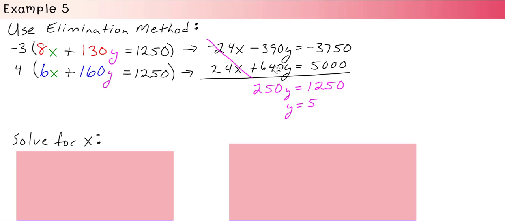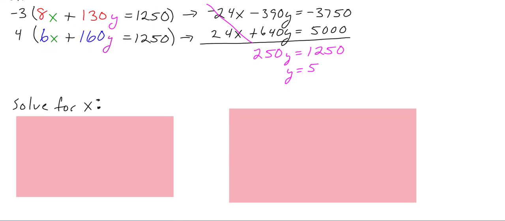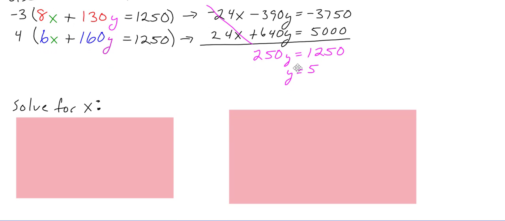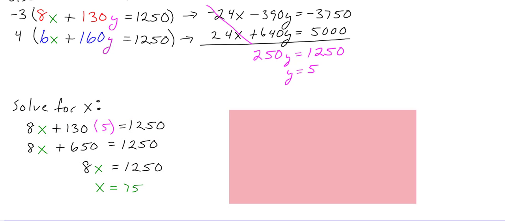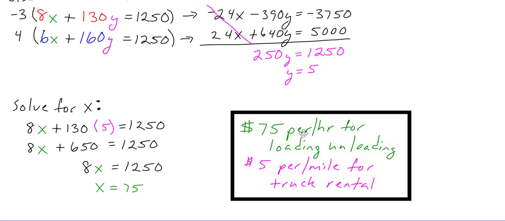And then 24x plus 640y equals 5,000. So the 24x terms cancel out. We end up with 250y equals 1,250. Divide, and we get y equals 5. So now we need to solve for our x value. So we're going to take our 5 and plug it in for y in one of our original equations. So I just chose the first one, plugged 5 in for y, and then solved for x, and we ended up with 75. So the cost ended up being $75 per hour for loading and unloading, and $5 per mile for the truck rental.